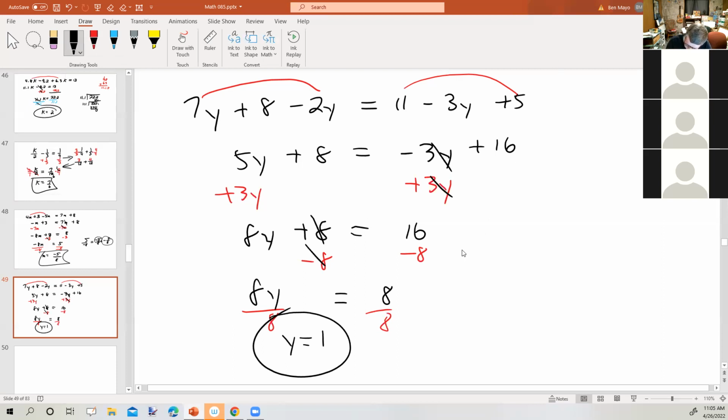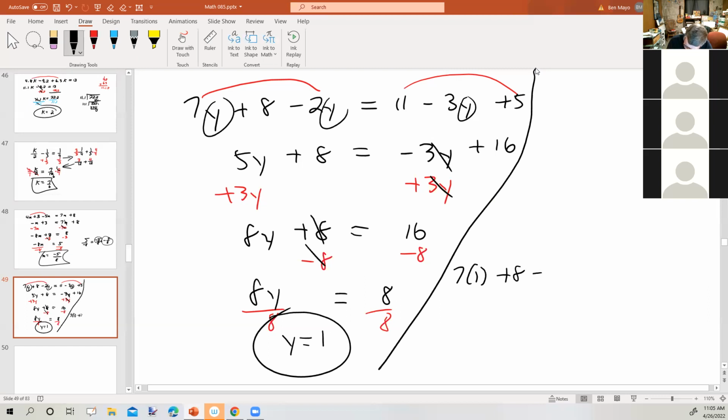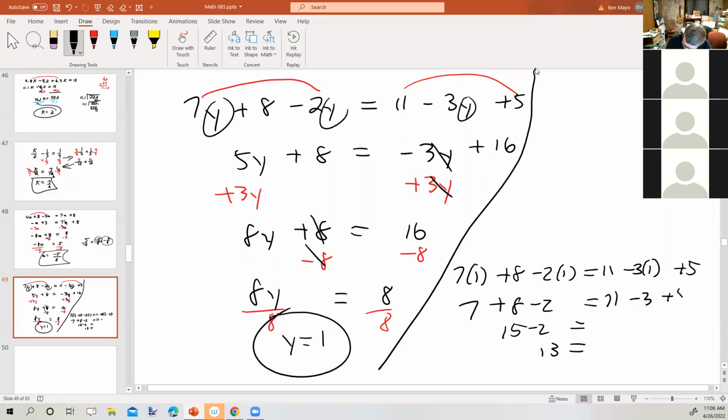Let's check our work. We're going to put 1 every place that y appears in the original equation. 7 times 1 plus 8 minus 2 times 1 equals 11 minus 3 times 1 plus 5. 7 plus 8 minus 2, 15 minus 2, 13. 11 minus 3 plus 5, 8 plus 5, 13. 13 equals 13. It checks. You okay with that? Okay, let me take a peek here. See what else.